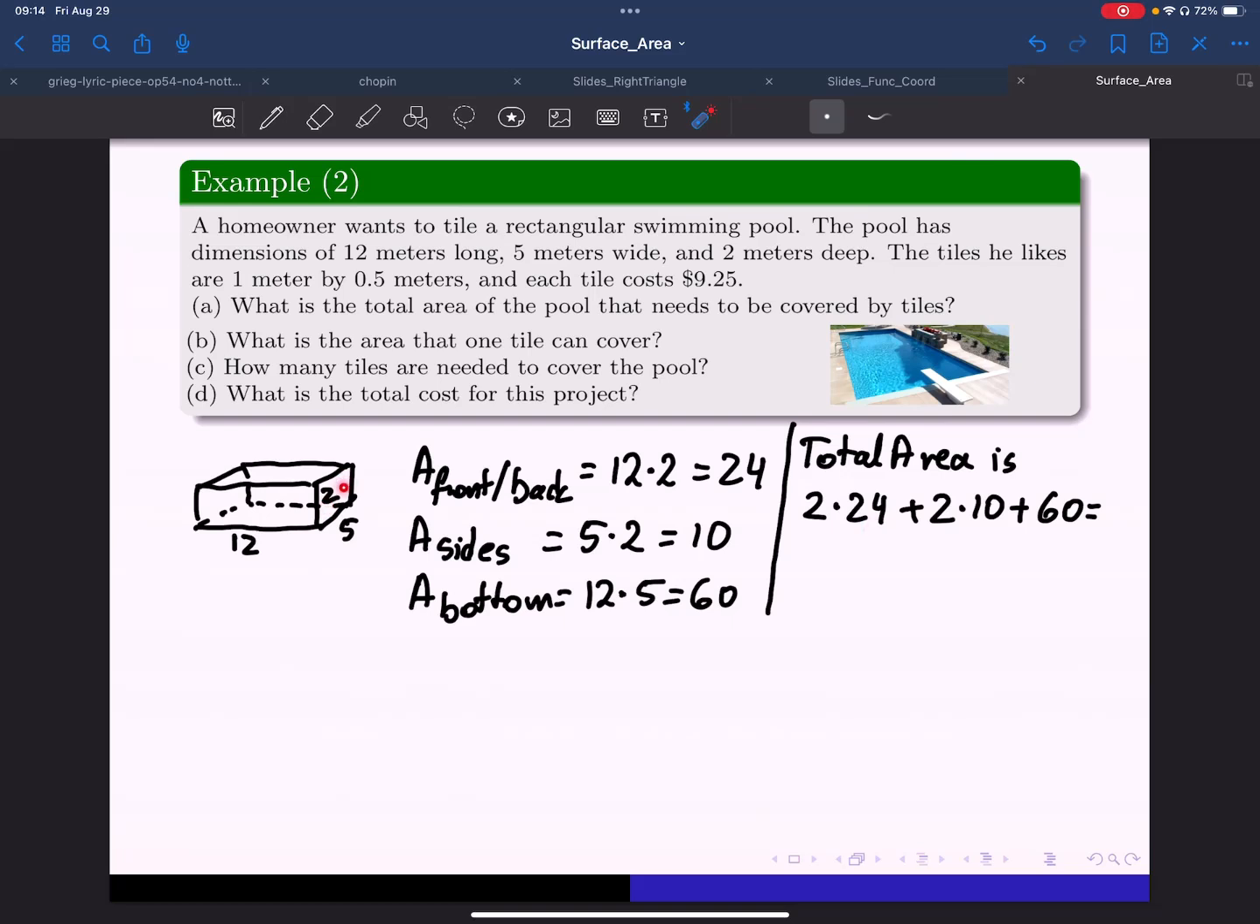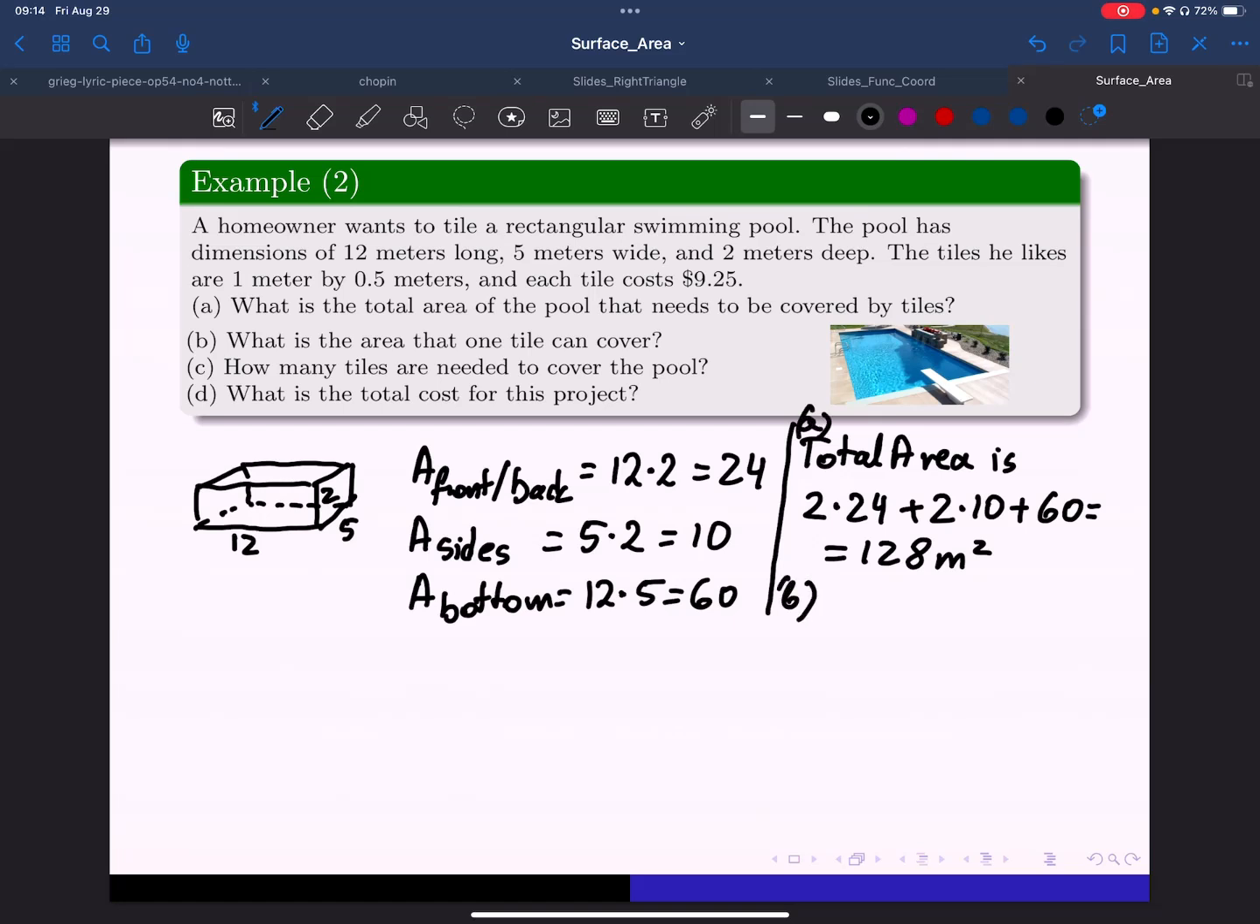Then we have one side and another side. So we need to have 2 of those. But then we have only bottom. We don't have top because pool is open. So only bottom. So if we multiply this all together, we should get that this is equal to 128 meters square. So this is my part A.